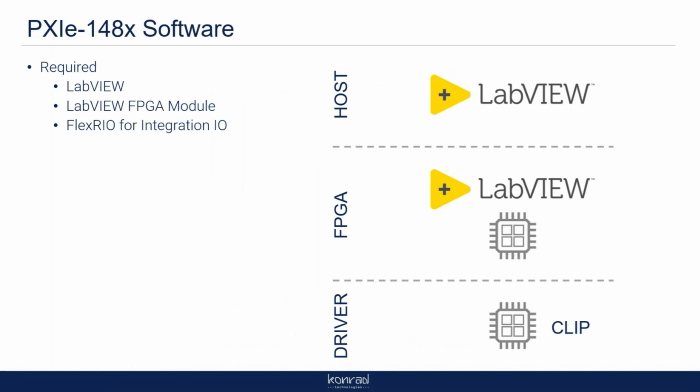When it comes to software, you need to have LabVIEW, you need to have LabVIEW FPGA, and you need to have FlexRIO for integration IO. That's the driver layer. And so the driver itself that NI gives you is a CLIP node. And that gives us the basic CSI2 information. It gives us access to the GPIO, it gives us access to I2C, and it gives us access to all that packet. On the FPGA, NI gives you a getting started example, which kind of gets you partway there, but doesn't do a lot of advanced triggering or anything special.